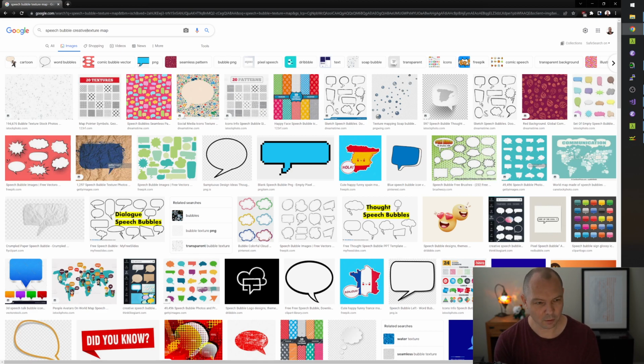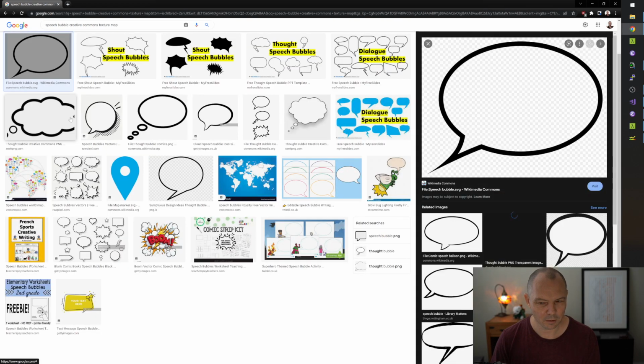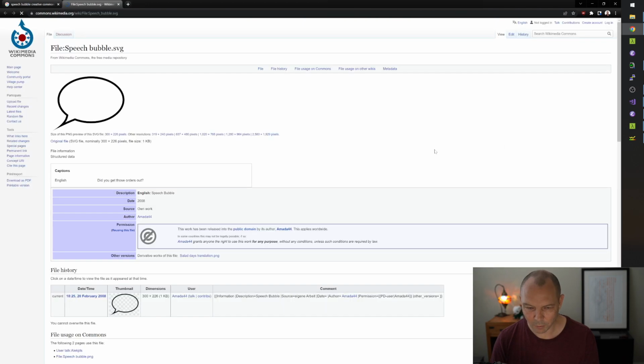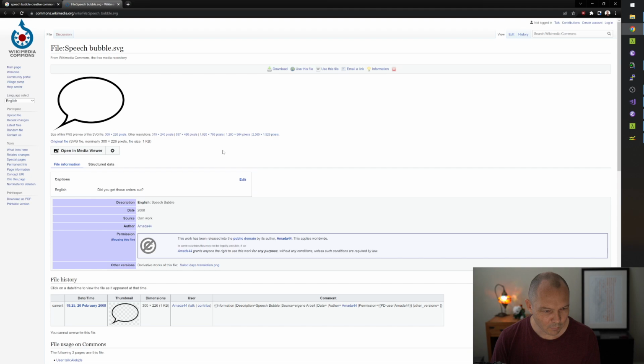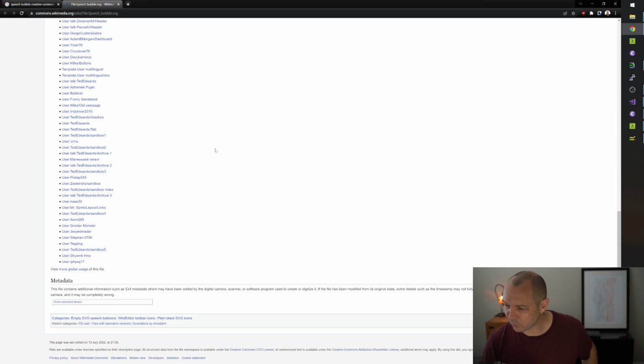Creative Commons. See, these are a little too nutty for me. PowerPoint templates. I want texture map. Google search is so bad now. It used to be so much better. Wikimedia Commons bubble.svg. I mean, we're just going to make our own.